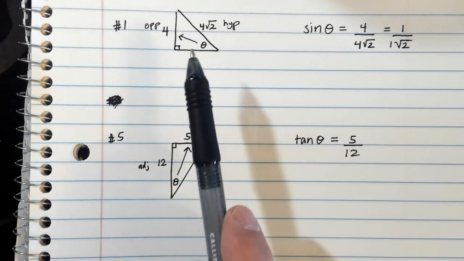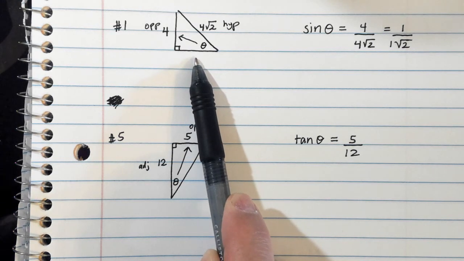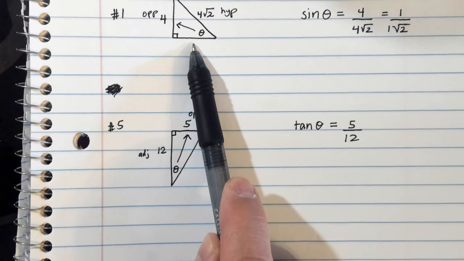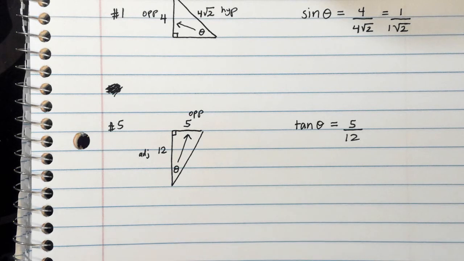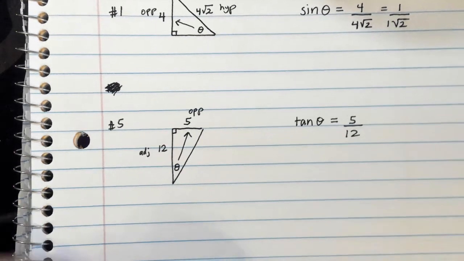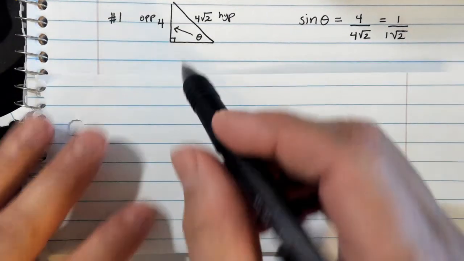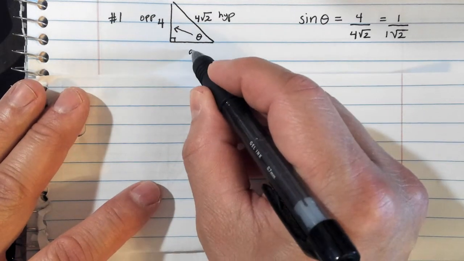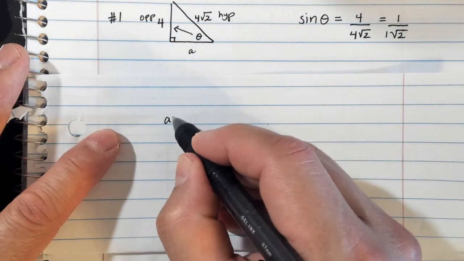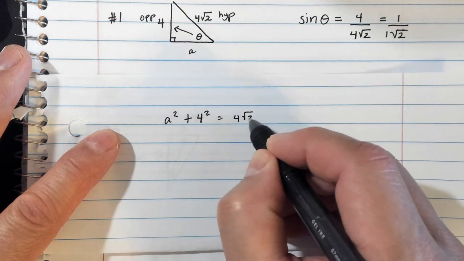Let's say that you actually needed to know this side because it's a cosine problem or something like that, or a tangent problem. Let me show you how to do it. Alright, here we go. So you got, I'm going to call this A, B, C. Hypotenuse is always a C. So A squared plus B squared equals C squared.